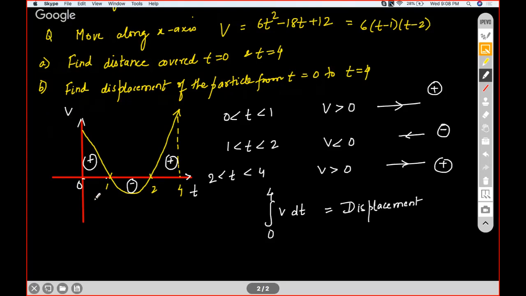From 0 to 1, that would work. But from 1 to 2, you would have to integrate negative v dt. Whatever your v is, you have to take a negative. Again, from 2 to 4, you have to take v dt. So this manual negative was to make this entire thing positive. Now do it.